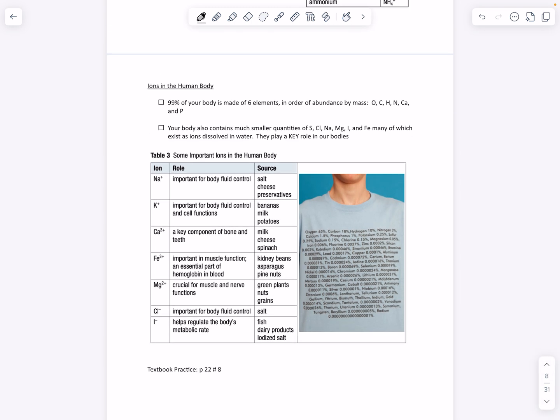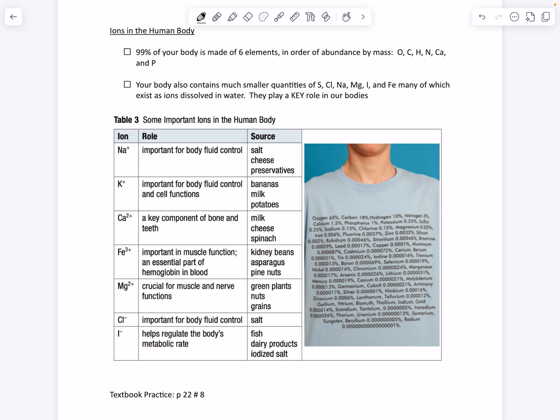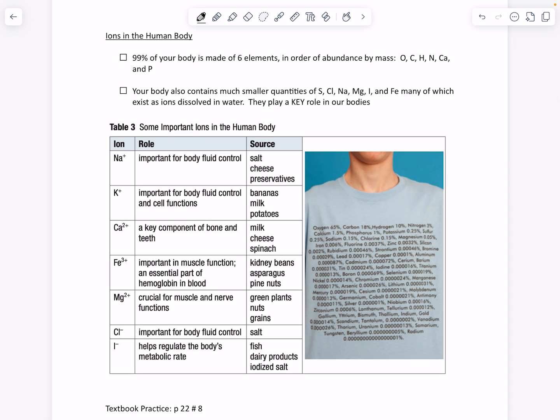Ions play a special part in the human body. 99% of your body is made up of 6 elements, and in order of abundance by mass, they are oxygen, carbon, hydrogen, nitrogen, calcium, and phosphorus. Your body also contains much smaller quantities of sulfur, chlorine, sodium, magnesium, iron, and iodine, many of which exist as ions in dissolved water. And some of these ions play a key role in our body.